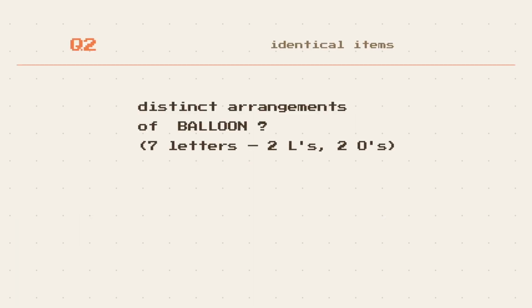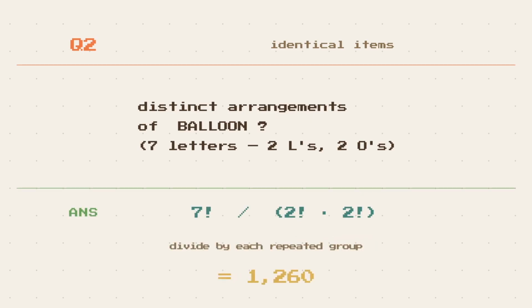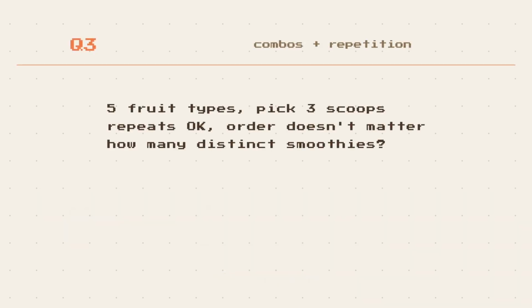Distinct arrangements of BALLOON: you have 7 letters, right, which includes 2 L's and 2 O's. Now remember what we studied about repetition of letters. Once again, the answer is going to be basic, which is 7 factorial divided by 2 factorial multiplied by 2 factorial. Okay, now the final one, which is 5 fruit types, pick 3 scoops, and repeats are okay, order doesn't matter.